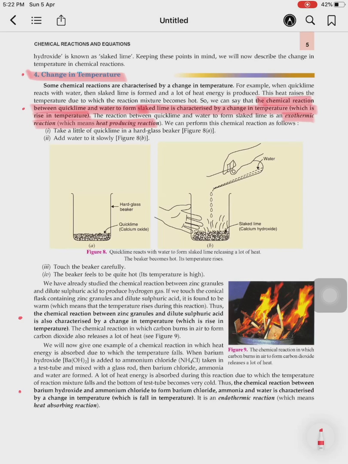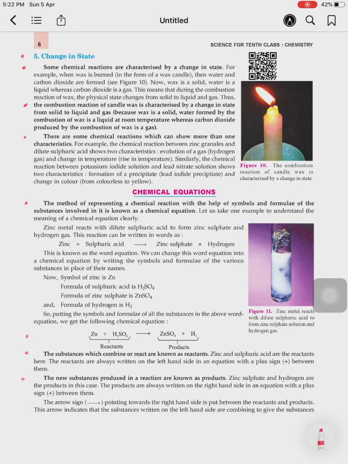The second example is the chemical reaction between zinc granules and dilute sulfuric acid, also characterized by rise in temperature. So this also is an exothermic process. Another example, the chemical reaction between barium hydroxide and ammonium chloride to form barium chloride, ammonia and water is characterized by a change in temperature, which is fall in temperature. So fall in temperature means energy is absorbed from the surroundings, hence it becomes an endothermic process.